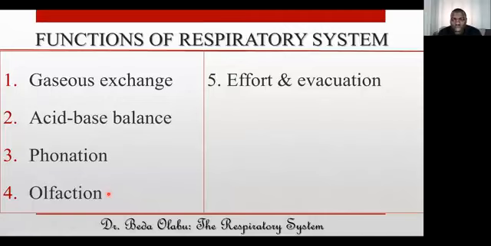When you hold your breath, then you increase intra-abdominal pressure. We call that the Valsalva maneuver.